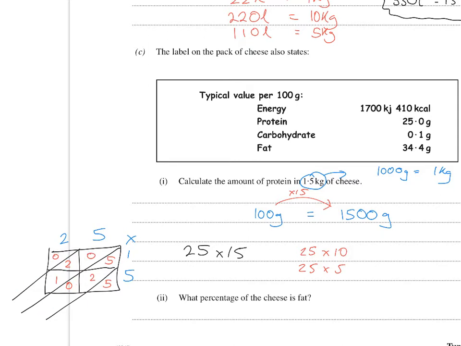Okay, if you need to carry, you just carry across the next column. So 5, 7, and 3. So my answer is 375 grams.